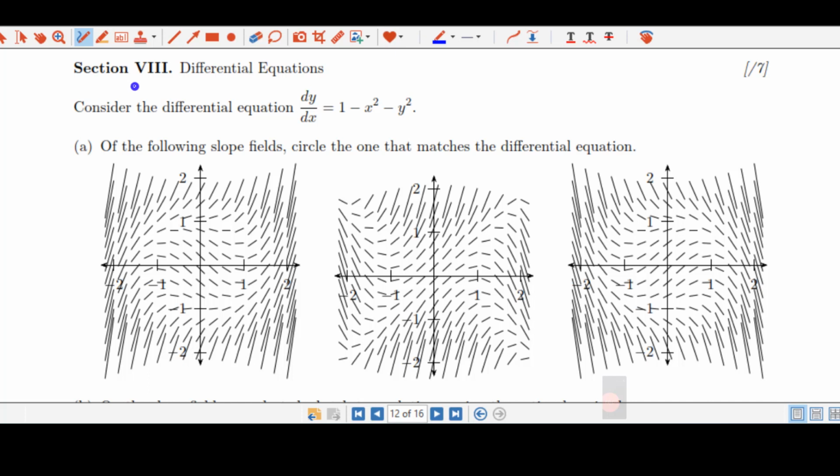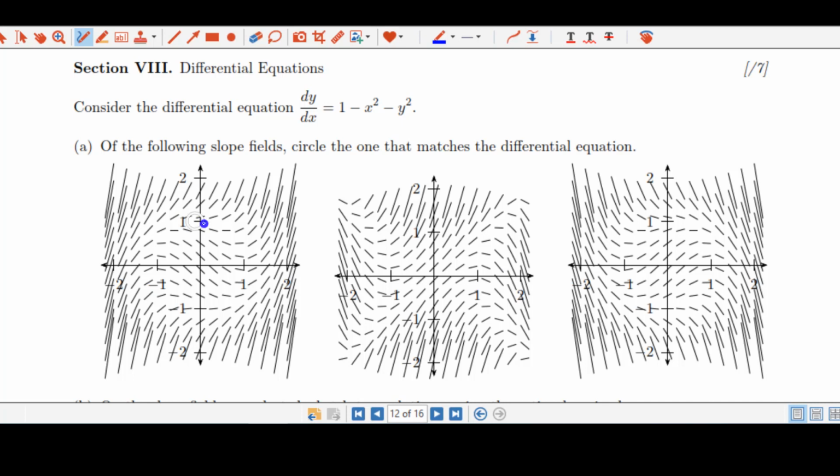In this video, we'll look at section 8 of the Math 121 exam from 2018. We're asked to consider this differential equation, 1 minus x squared minus y squared, and first identify the slope field that matches that differential equation. So the easiest way to do that, I find, is to look at specific points.